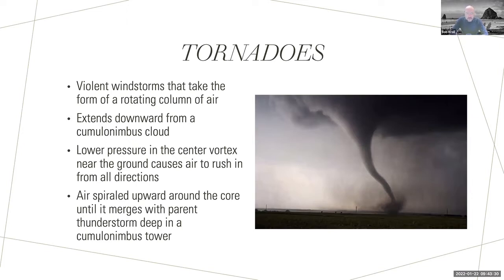So this rotating column of air extends down from cumulonimbus clouds, and the center has a low pressure that causes air to rush in and spin around that center vortex. And I guess it says it spirals upward until it merges with the parent thunderstorm. And I guess we've probably seen video images where it looks like it's starting low and kind of funnels up towards the cloud.